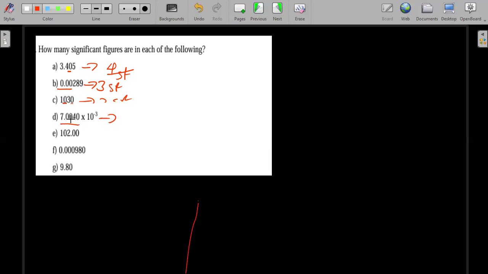Okay, so here we have zeros in between non-zero numbers. These are significant. Then we have a trailing 0 there at the end. This is also going to be significant because we have a decimal point there. So in this case, we are going to have 5 significant figures, isn't it? So that's what we have there. Okay, so we come to this one. How many significant figures are we having here?